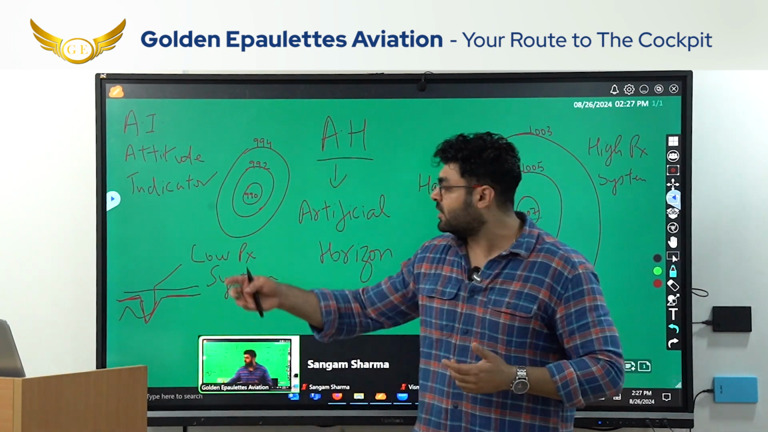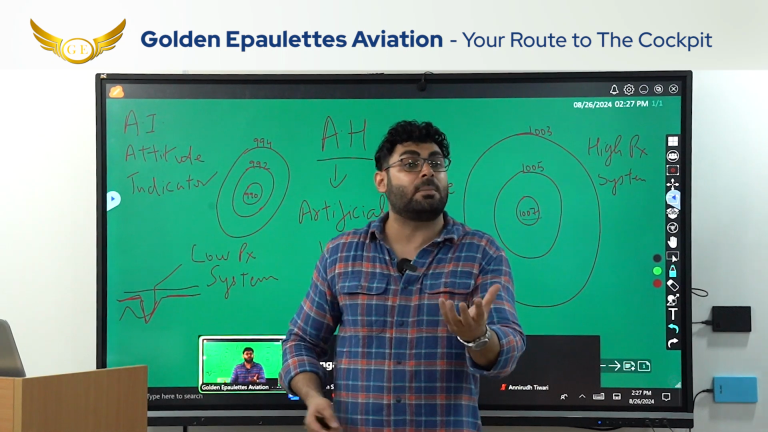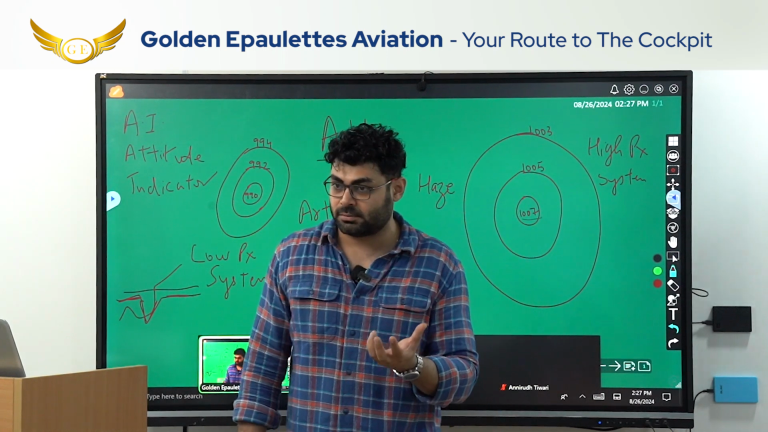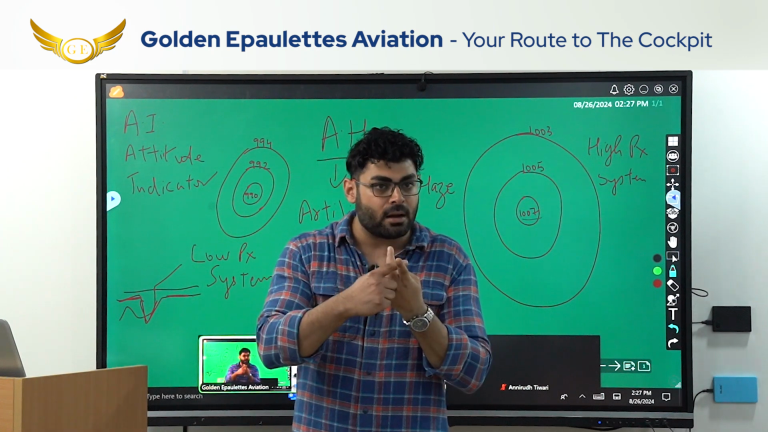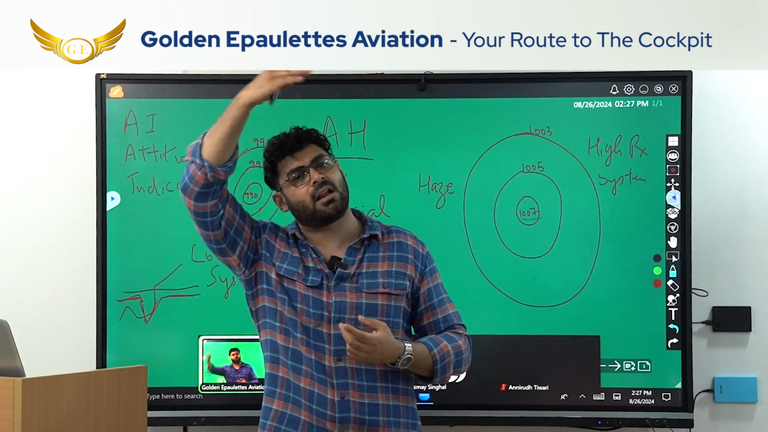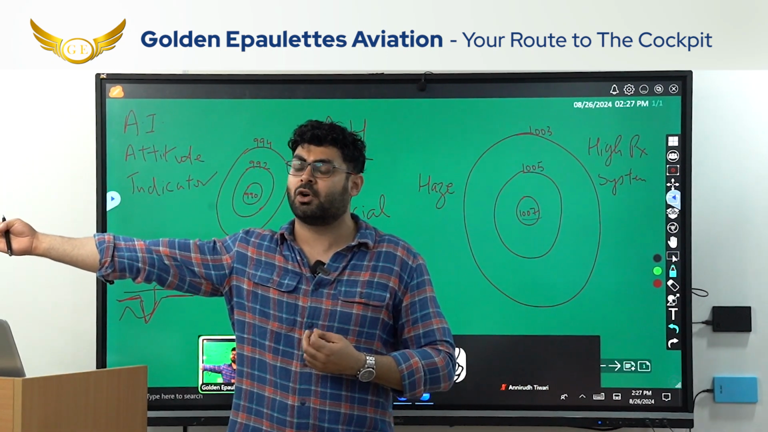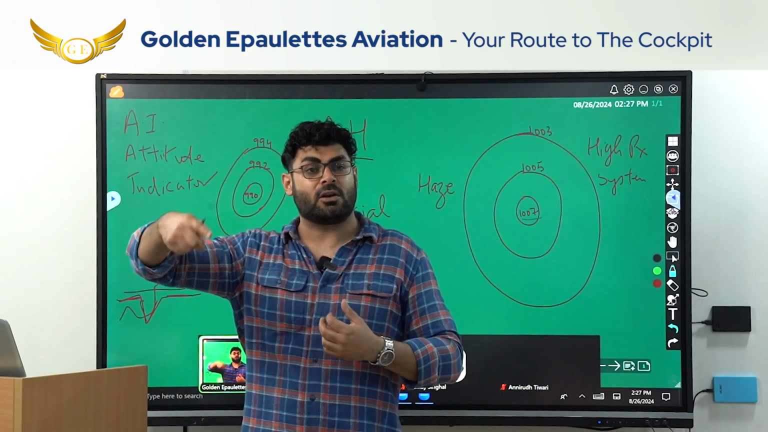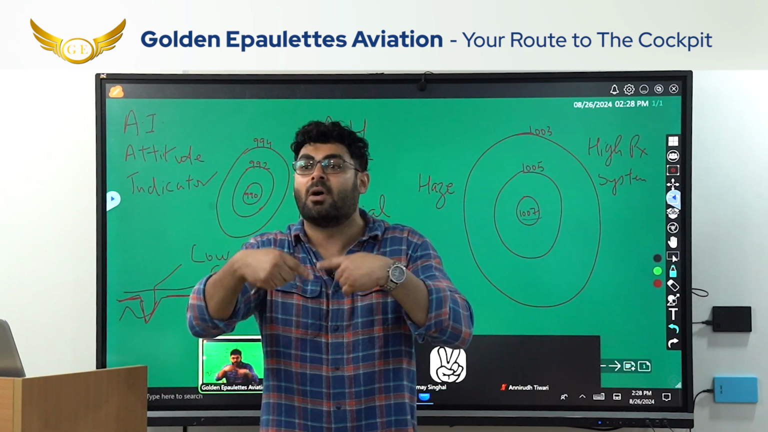Okay. So gyroscopes are the things which keep these instruments working. They are pneumatically driven or electrically driven. Pneumatic means by air, electric means by electrical power. Older aircraft have pneumatically driven gyroscopes, newer aircraft have electrically driven gyroscopes. Electrically driven gyroscopes will have more rotor speed, get aligned more quickly, and work faster.